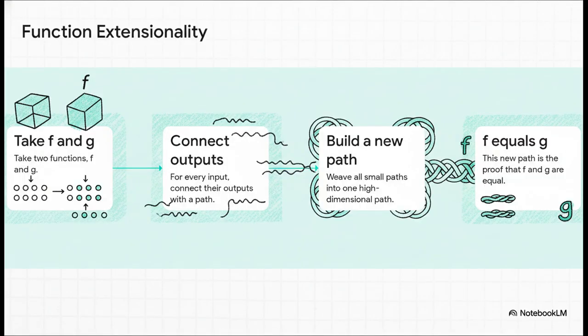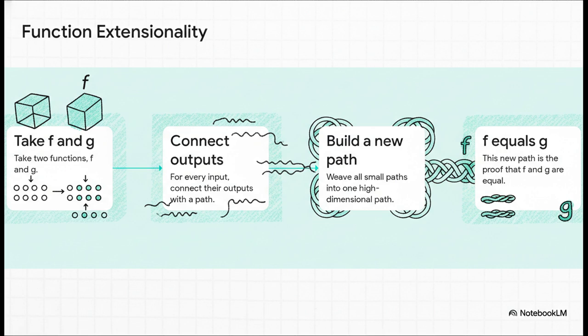Imagine you have two functions. We'll call them f and g. Now, every time you give them the same input, they spit out the exact same output. Intuitively, you'd say they're the same function, right? But proving that formally used to be surprisingly tricky. But with this new cubical method, we can actually do it. For every possible input, we can draw a little path between their identical outputs.